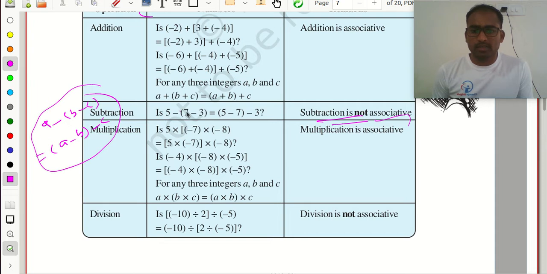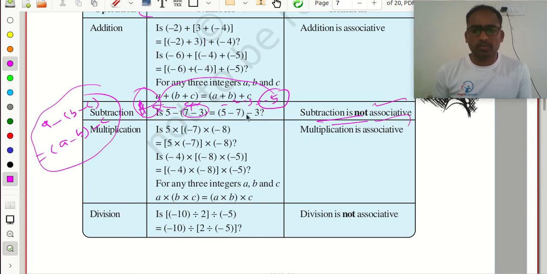A minus of B minus C. So I need to take this subtraction. 7 minus 3 is how much? 4. 5 minus 4 is how much? This value is 1. Then 5 minus 7 is how much? Minus 2. Minus 2 minus 3 is minus 5. This is minus 5 and this is 1. These two are not equal. So that is why subtraction is not associative.